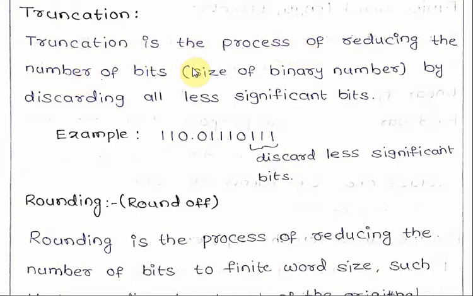Truncation is the process of reducing the number of bits by discarding all less significant bits. For example, a register can store only 8 bits 1, 2, 3, 4, 5, 6, 7, 8. We are discarding less significant bits. Now we can store these 8 bits in 8-bit register easily.